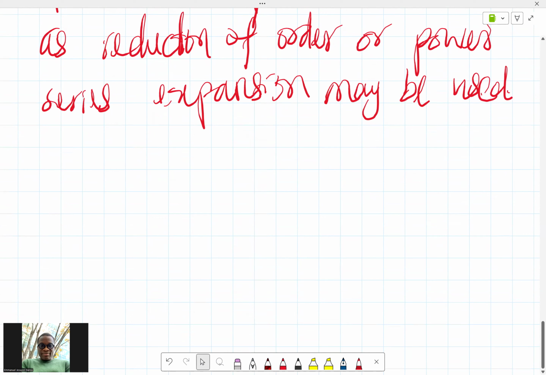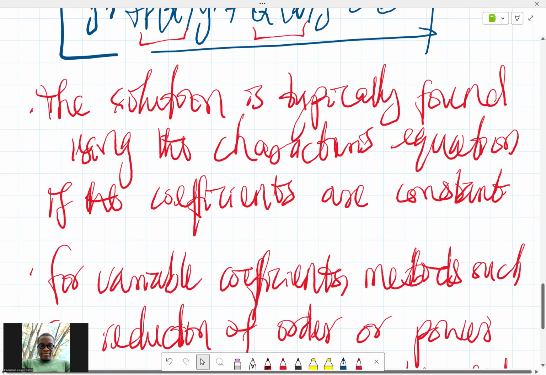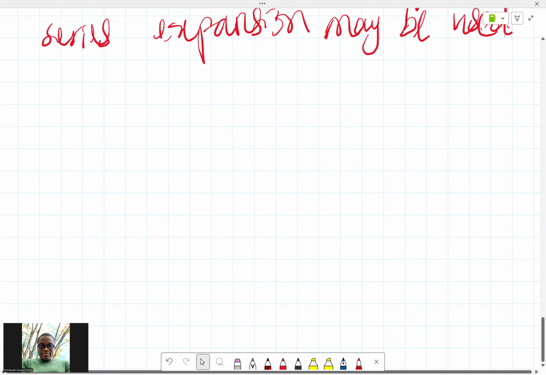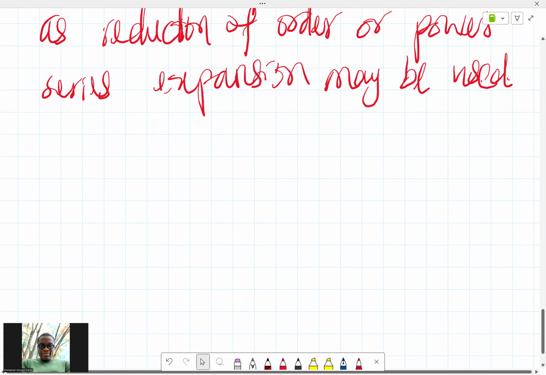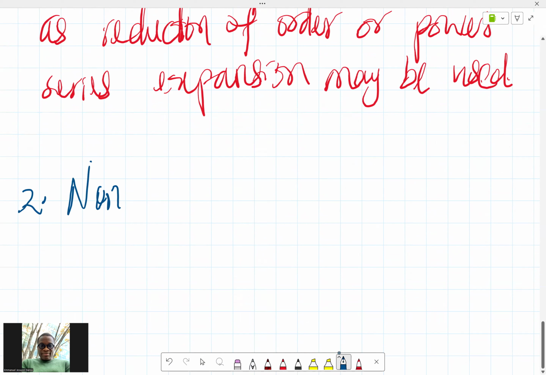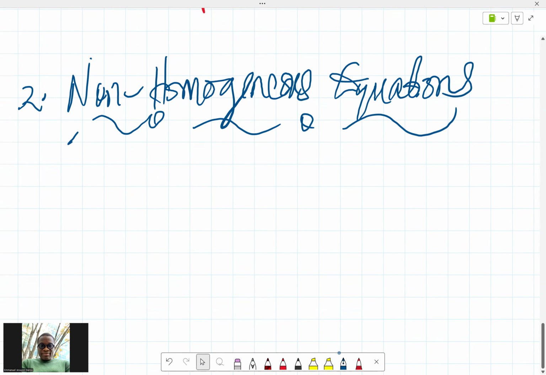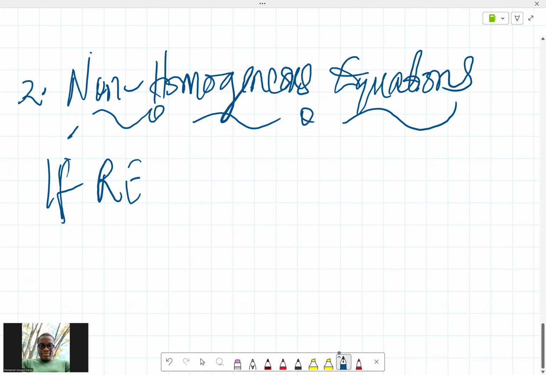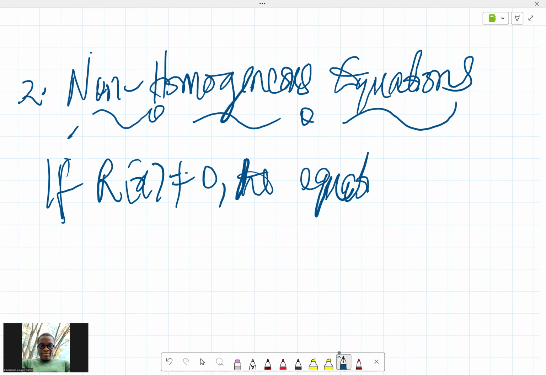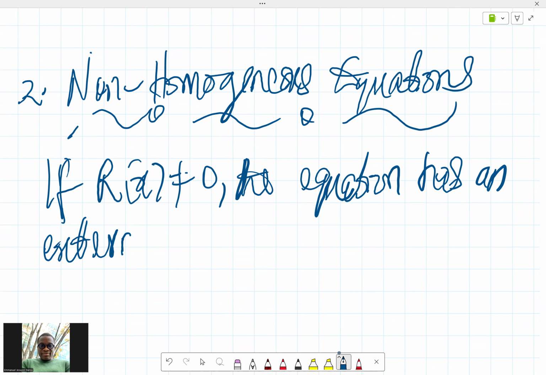Okay, so let's talk about non-homogeneous equations, which are not as easy as homogeneous equations. If r of x is not equal to 0, the equation has an external forcing function.